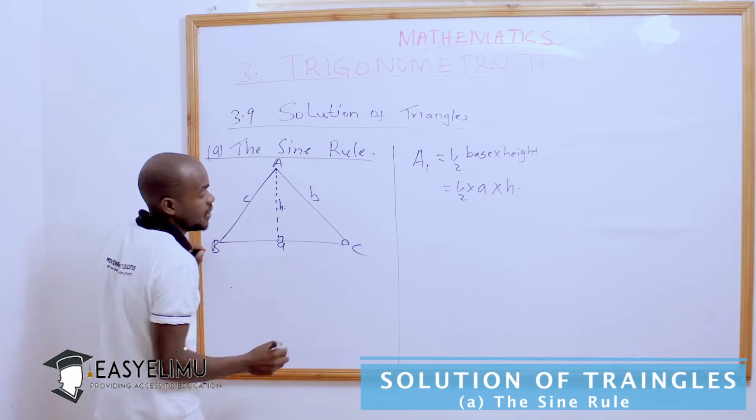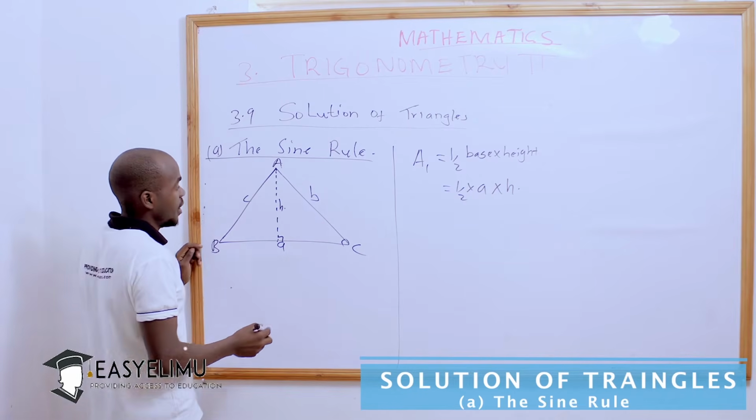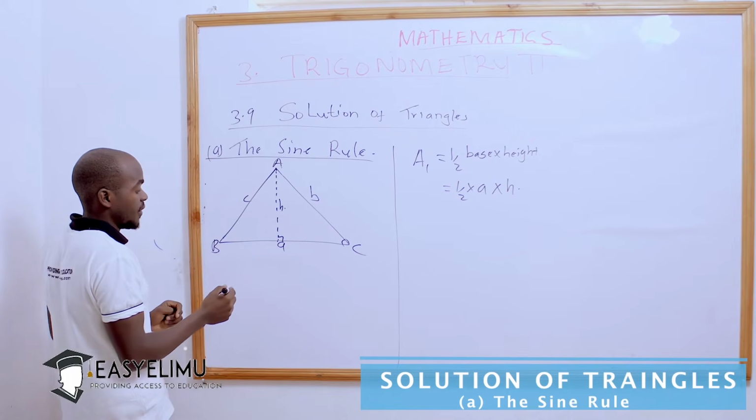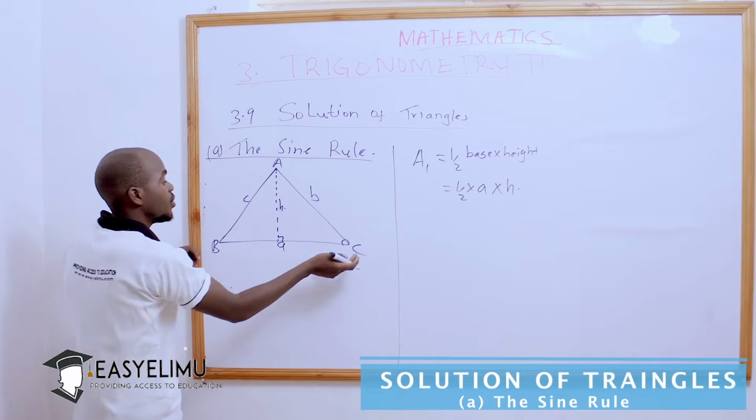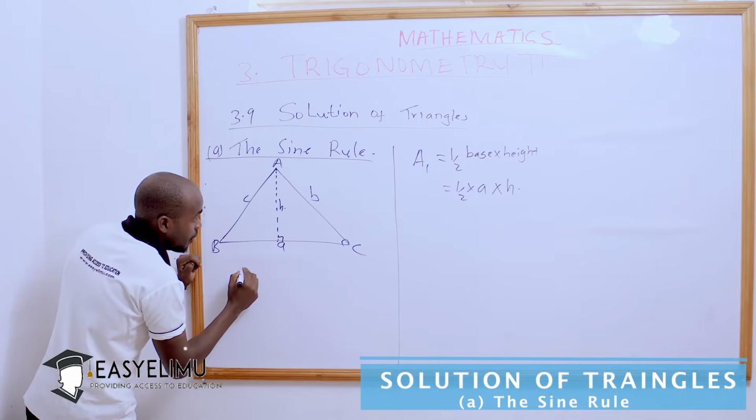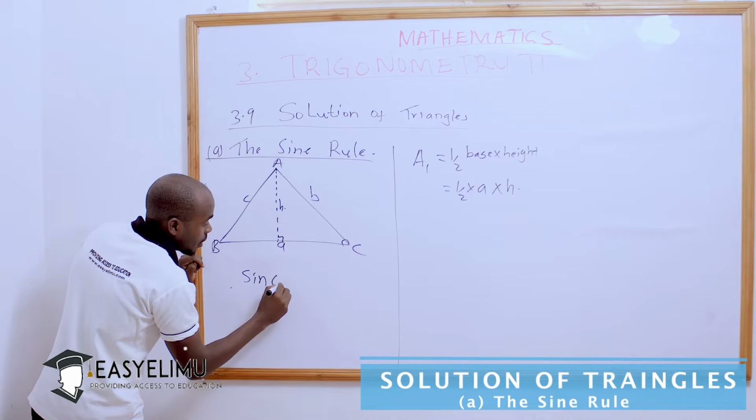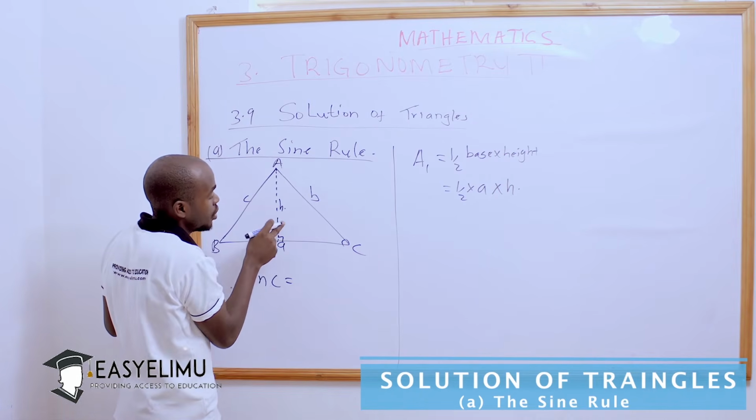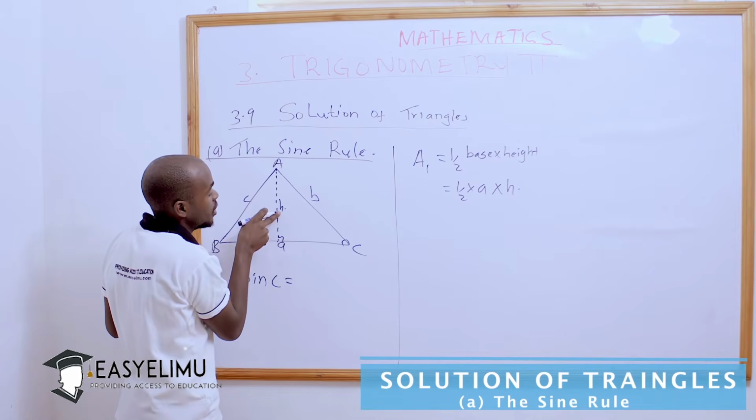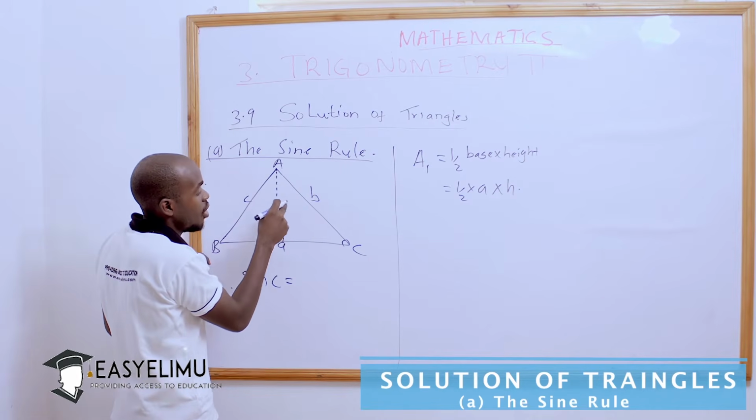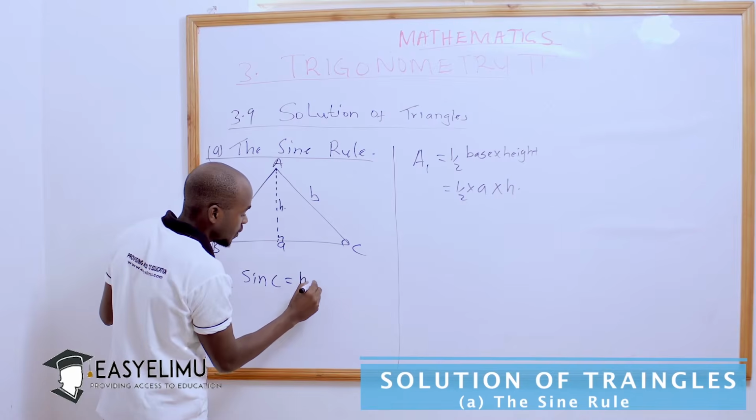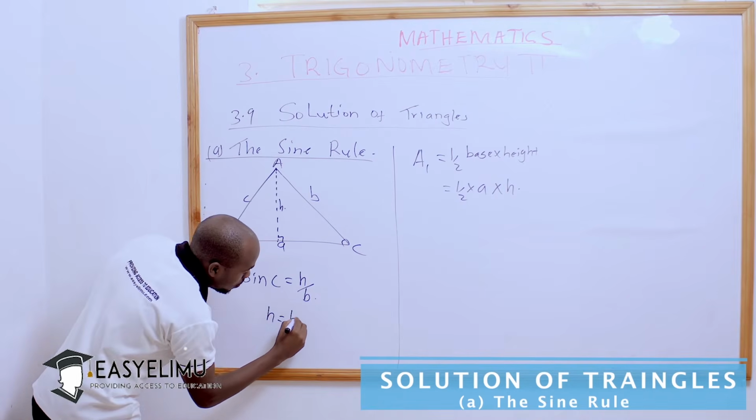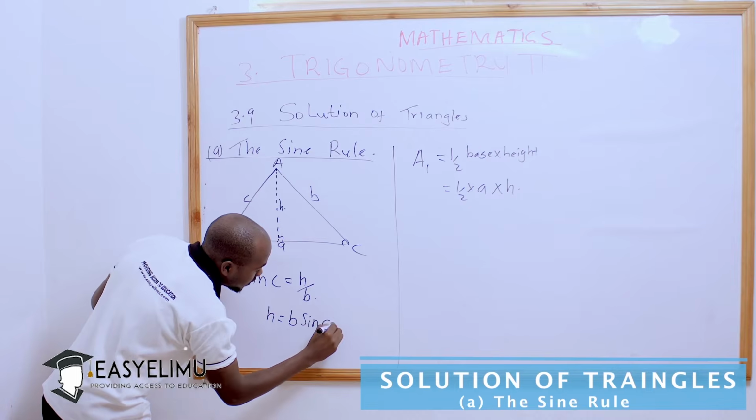If we need the angle C, let's just use C. We say if we need sine C, then it will be the opposite, because this is a right angle triangle, the opposite of that angle, which is H, over the hypotenuse, which is B. So our H here is equal to B sine C.